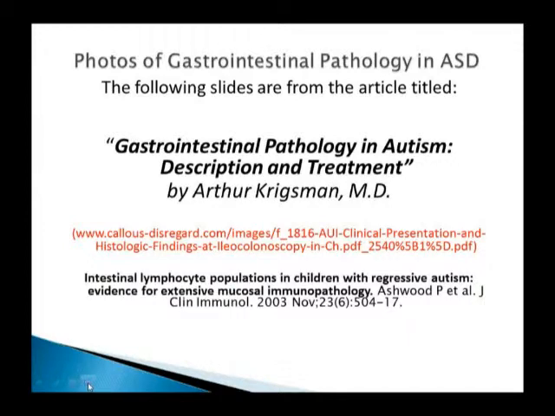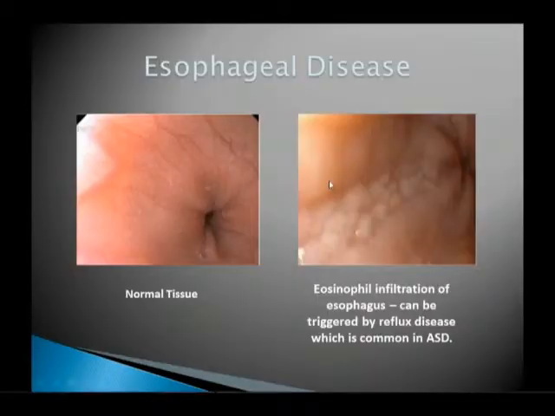So essentially, these are all intestinal images, endoscopy, colonoscopy, etc. So we have normal tissue on the left, and we've got this eosinophil infiltration of the esophagus. By the way, that previous case, this is essentially what's going on, is the eosinophils infiltrate into the esophagus, causing eosinophilic esophagitis. Okay.